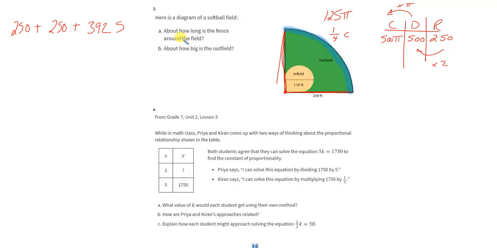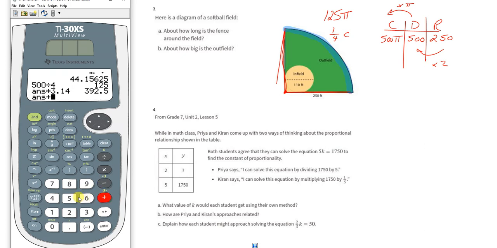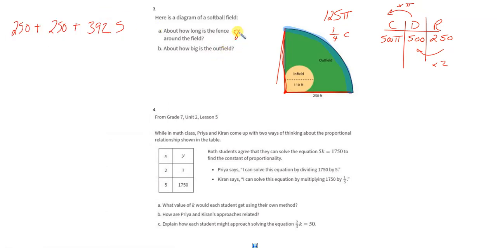Right, and to approximate the about part, we just had to do 125, which is a quarter of the 500, times pi, and that gave us the answer 392.5. So now we just got to add those numbers together. So 250s, two of those make 500. So I just need to add 500 to this, and we get our answer of 892.5 feet. And we'll do part B on the next video. It's kind of a long problem.